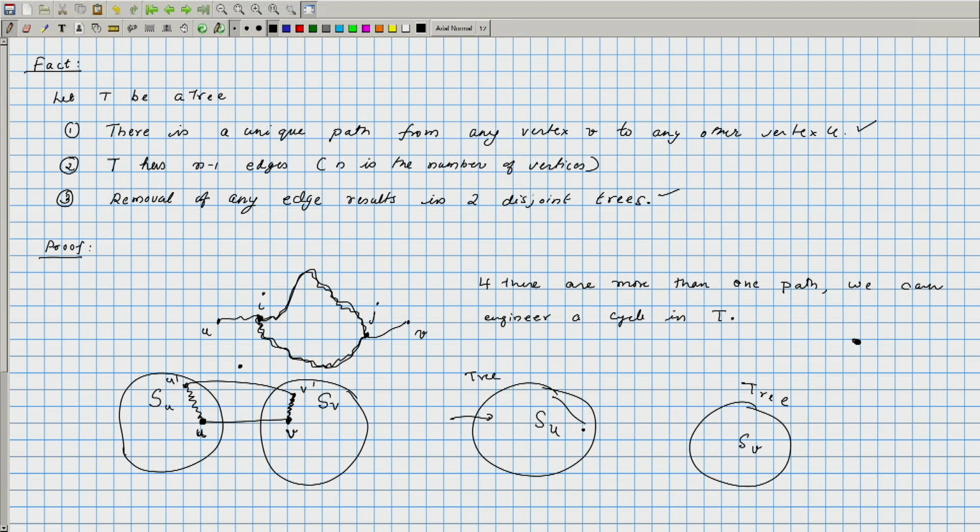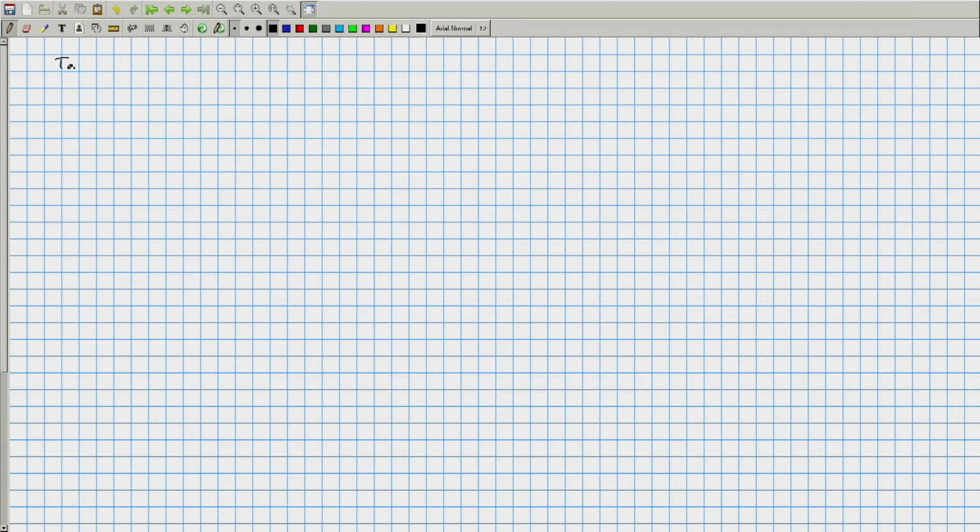Now, you take any other tree, suppose it has more than one vertex and surely it should have an edge. So, take any tree T, and if the number of vertices is greater than 1, then surely there is at least one edge. Remove any of those edges, and then we would get two components, let us say SU and SV.